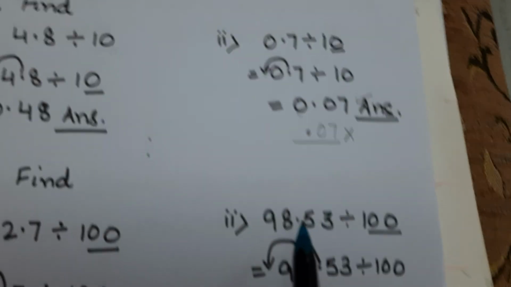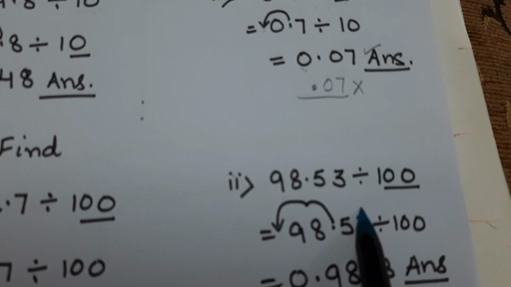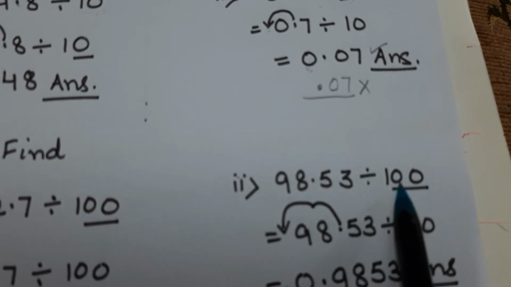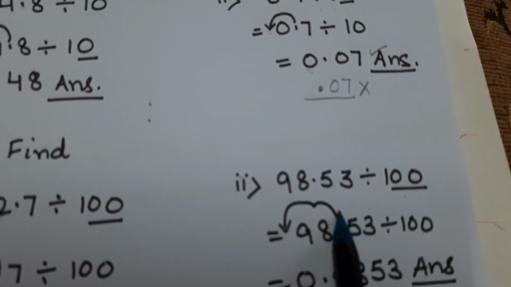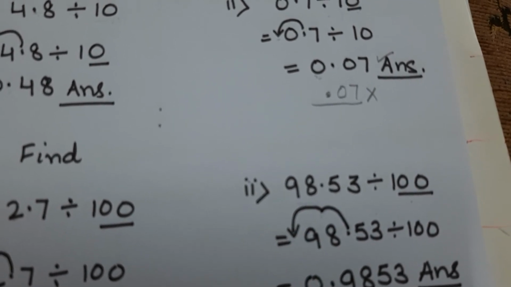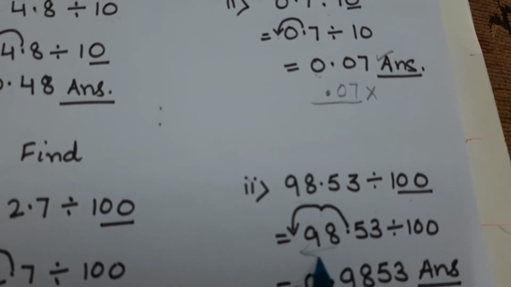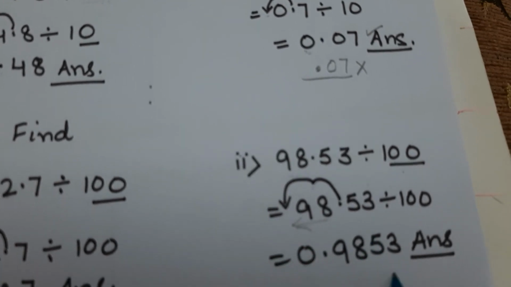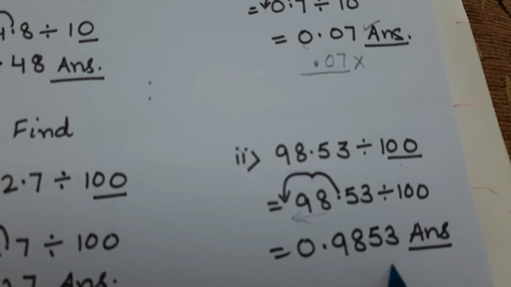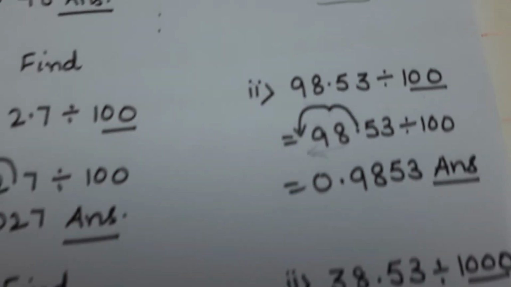Similarly here, your statement is 98.53 divided by 100. So again 2 zeros, so the decimal will be shifted by 2 digits. Now it will be before 9 towards the left-hand side. So this is your answer, 0.9853.